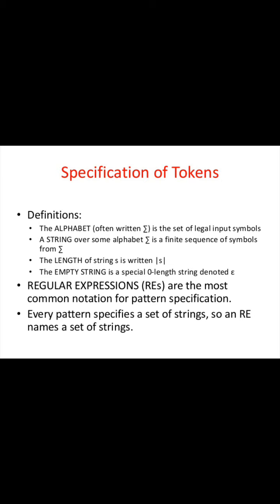So the definition is that an alphabet is the set of legal input symbols, and a string over some alphabet is a finite sequence of symbols from the given alphabet. The length of a string is written with vertical bars around s. The empty string is a special zero-length string denoted by epsilon. Regular expressions are the most common notation for pattern specification. Every pattern specifies a set of strings, and a regular expression names a set of strings.